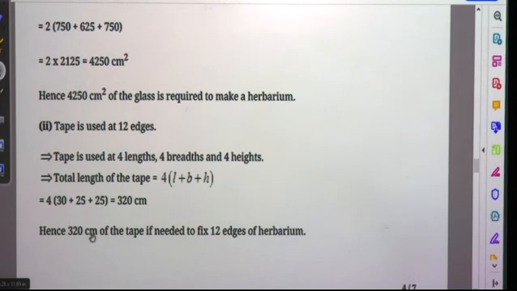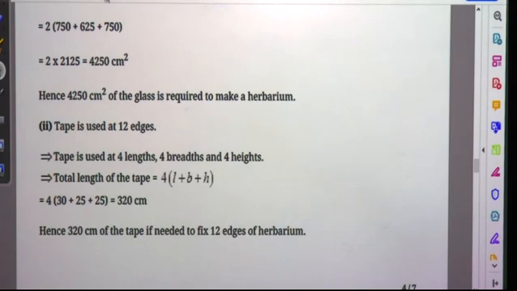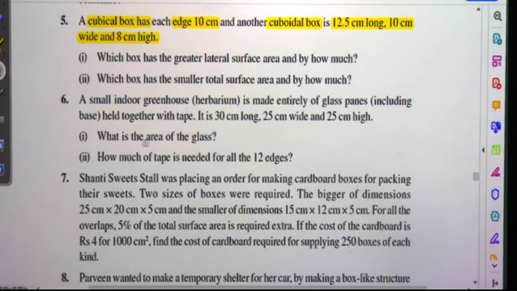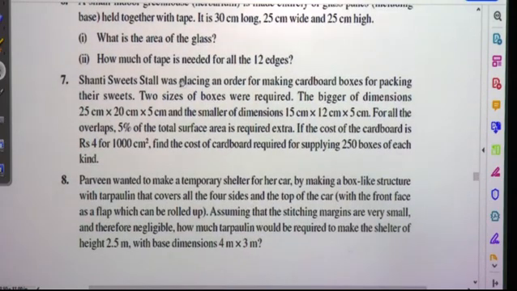Hence, 320 centimeter of the tape is needed to fix 12 edges of the herbarium, that is the glass. That is the answer for the second sub question. How much tape is needed for all the 12 edges? It is this much, 320 centimeter. Let us proceed further to the next question.